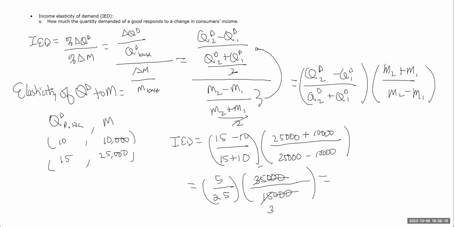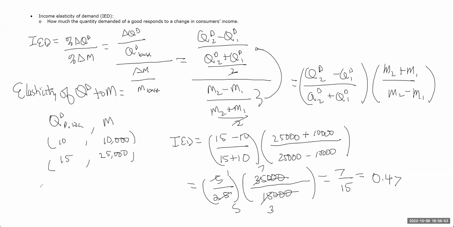3, 7, 1, 5. So it'd be 7 over 15, which is... I have an awesome calculator. Hold on. Clear. 7 divided by 15. Okay. And I calculate this number as 0.47. That's what I have.